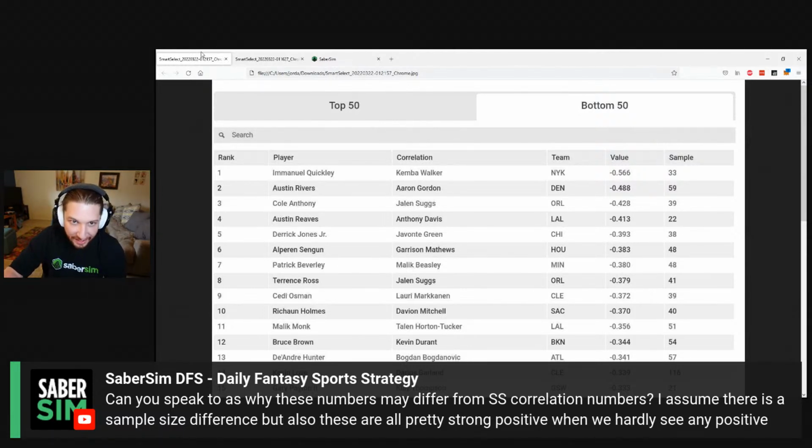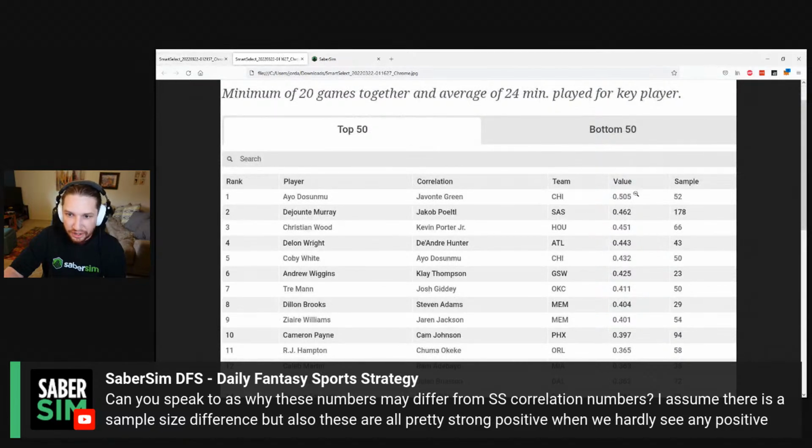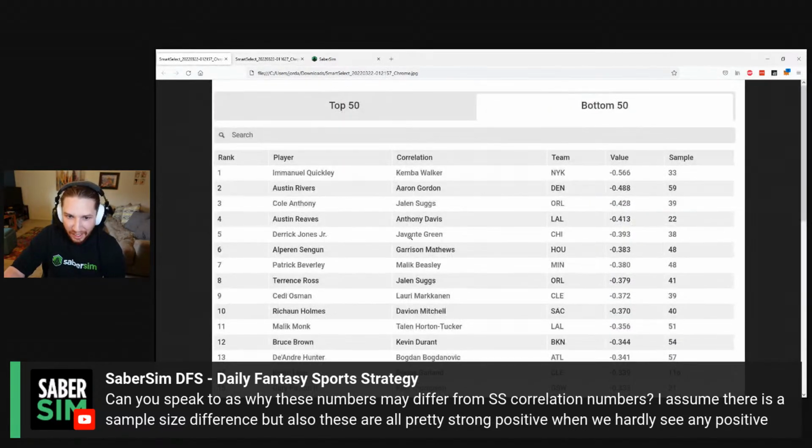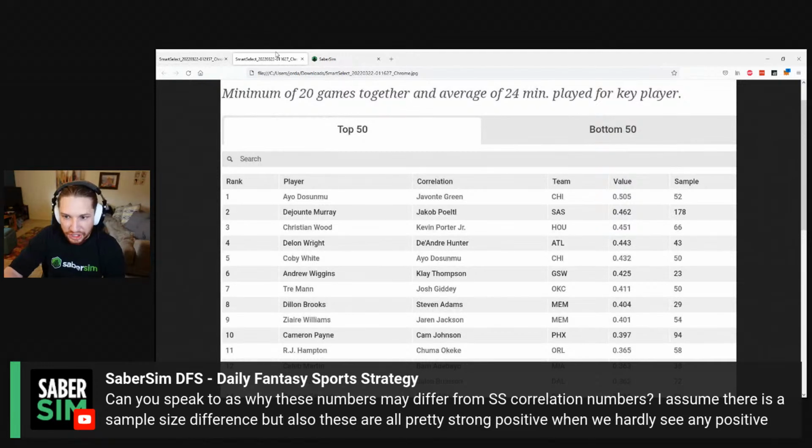Or even here's a great example, right? Why would Javonte Green have the strongest measured positive correlation on this chart with Dosunmu of 0.5 while having the top 5 most negative correlation to his teammate Derrick Jones Jr., right? A negative correlation as strong as a QB and opposing team defense to one of his teammates, and a correlation stronger than a QB to his number one wide receiver to one of his positive teammates.